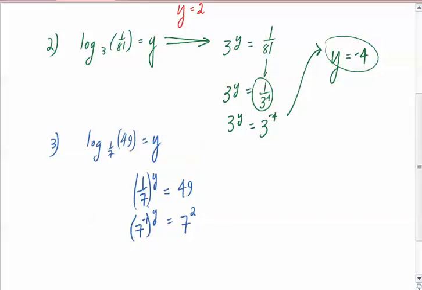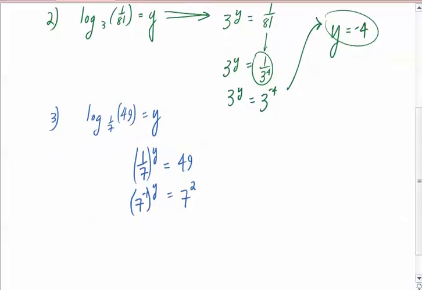Right? That's the same thing. Let me highlight that for you. This right here is the very same thing as that. Okay, so I have 7 to the second power. Now I have a power raised to a power, so I'm going to multiply those to get rid of the parentheses. So I have negative 1y.